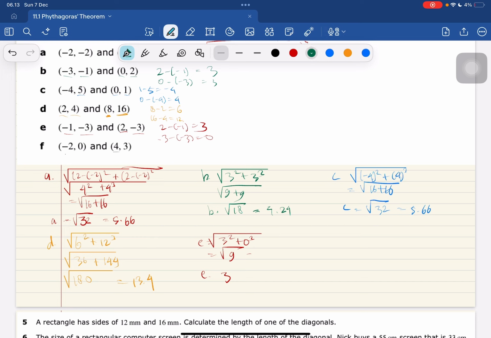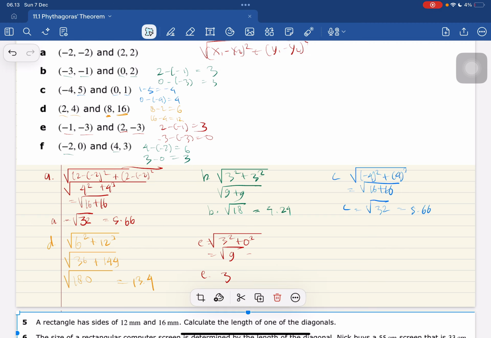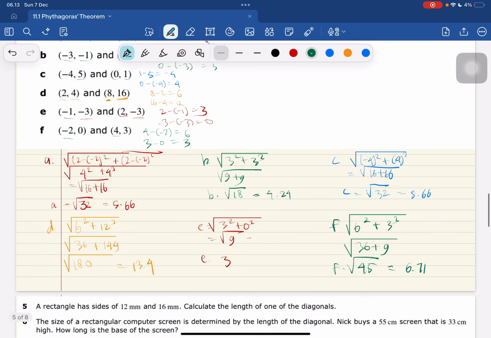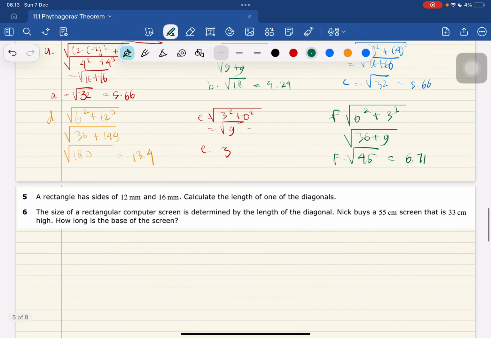Next here, 4 minus minus 2. 4 minus minus 2 equal to 6, and then 3 minus 0 is 3. Okay, for F, square root of 6 square plus 3 square. So this 36 plus 9. So this square root of 45 for the F, or equal to 6.71. Okay, there it is. We will continue for the next part. Thank you.